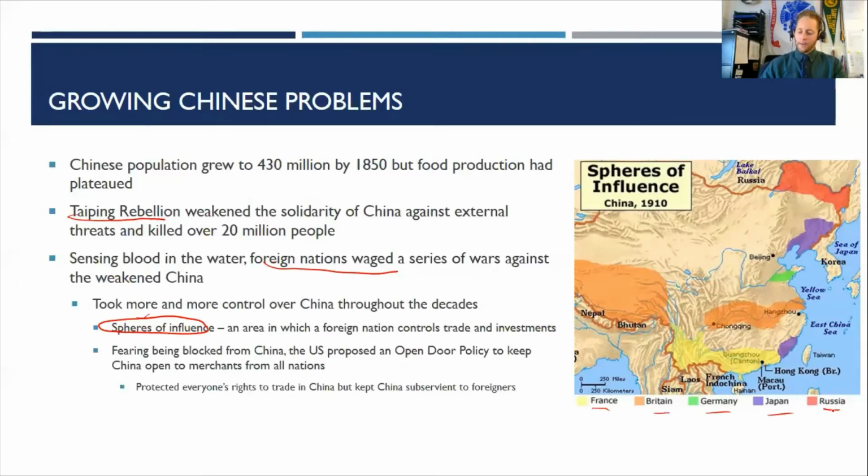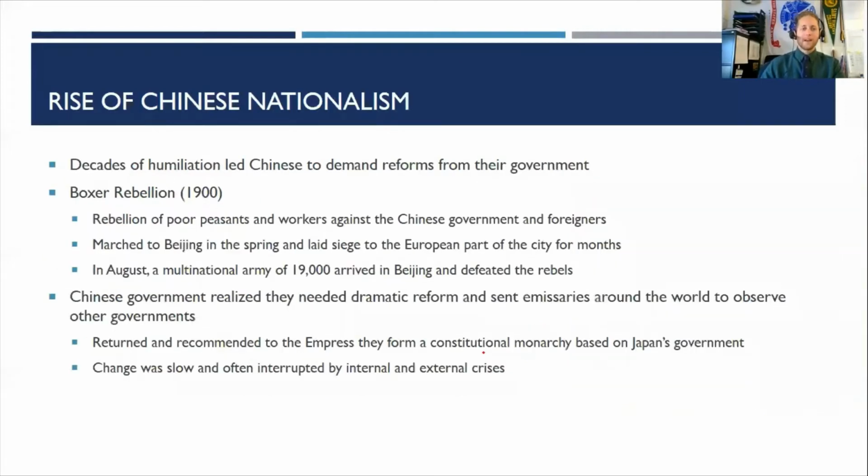The US, fearing being blocked out from the lucrative and valuable trade in China, is going to issue something called the Open Door Policy to keep China open to merchants from all nations so they don't get boxed out. This is going to be a good step for everyone who isn't China. China is still subservient to all these foreign nations, but at least all the other nations that are exploiting China pretty ruthlessly are all free to do so. This is like various groups of bandits trying to break in and rob your house, and they all agree that they'll all rob your house equally, but they're not going to consult you or protect your rights while doing so. So kind of comparable there.